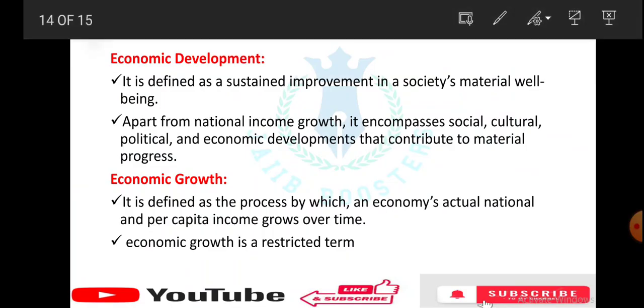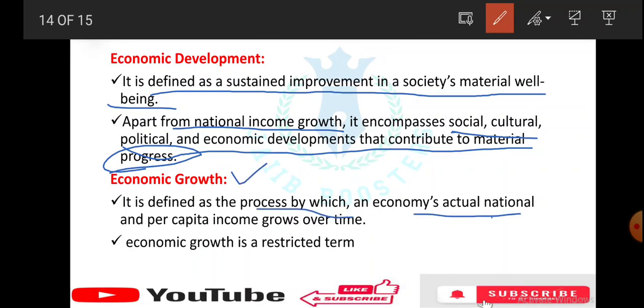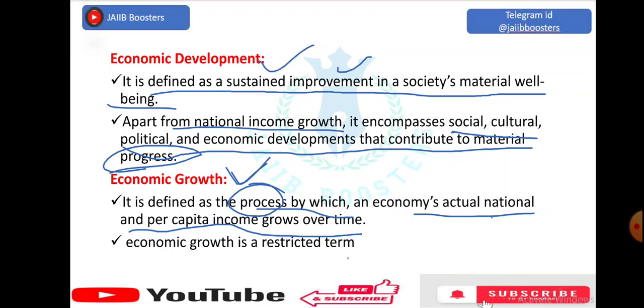Economic development is defined as a sustained improvement in a society's material well-being. Apart from national income growth, it encompasses social, cultural, political, and economic developments that contribute to material progress. What is economic growth? It is a process by which the economy's actual national and per capita income grows over time. The process is called economic growth and the improvement is called economic development. Economic growth is a restricted term.